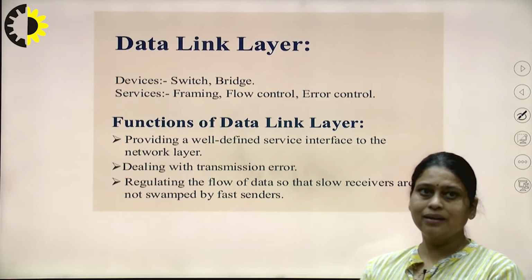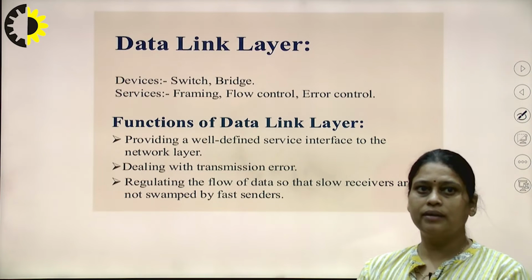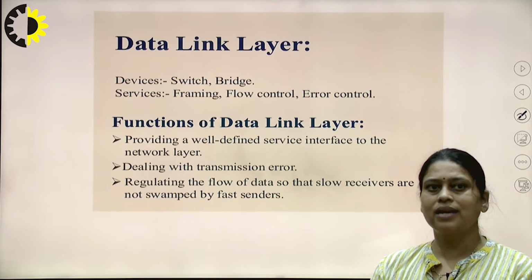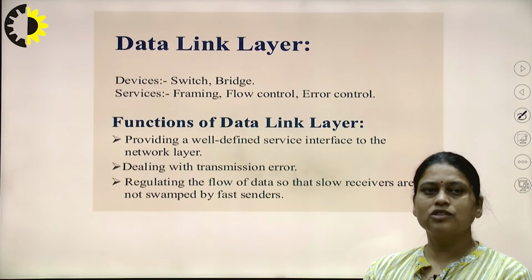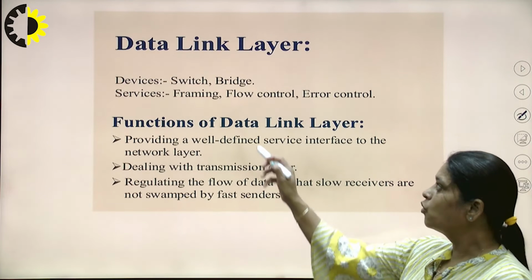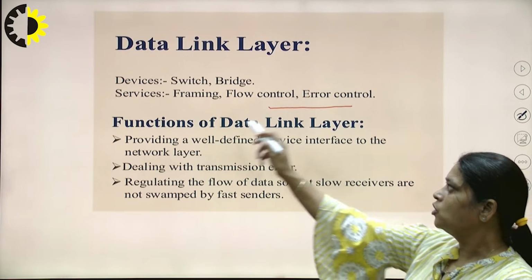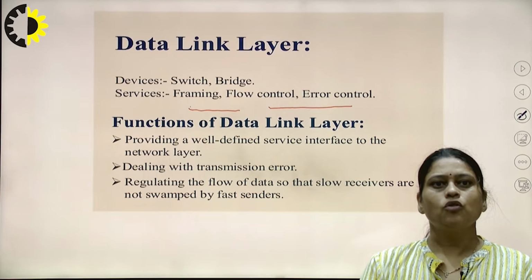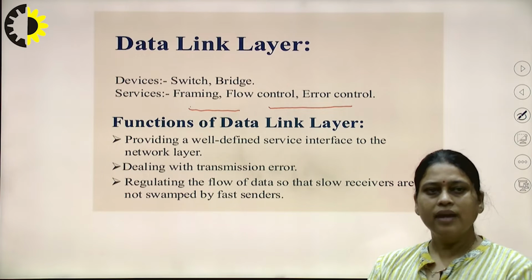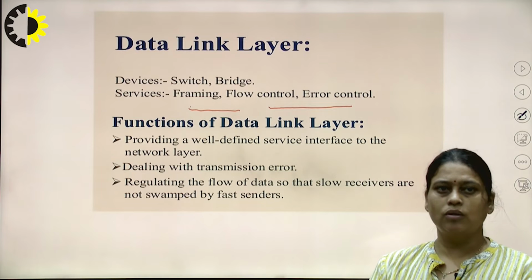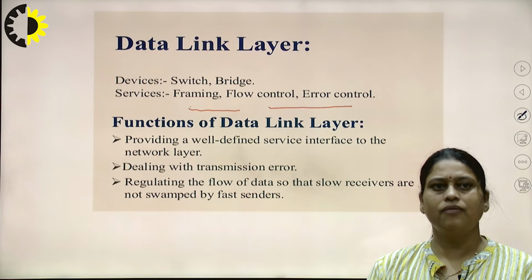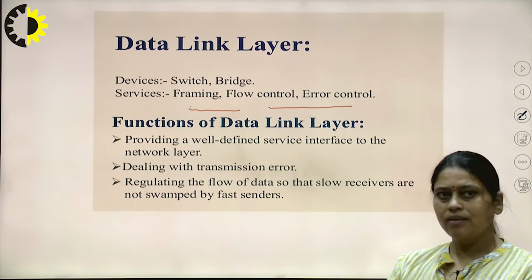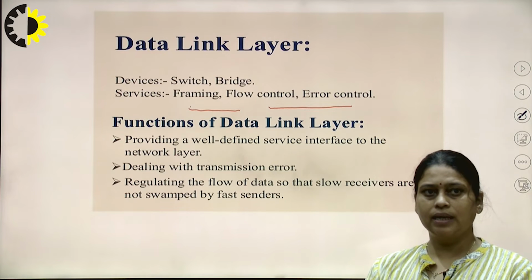Basically the data link layer has two main functionalities. First, it provides us a framing facility, and the second main functionality is flow control and error control. So, the major functionality of the data link layer is framing and flow and error control. And we use two main devices at the data link layer. The first one is a switch and the second one is a bridge. So, these are the basic functions of the data link layer.